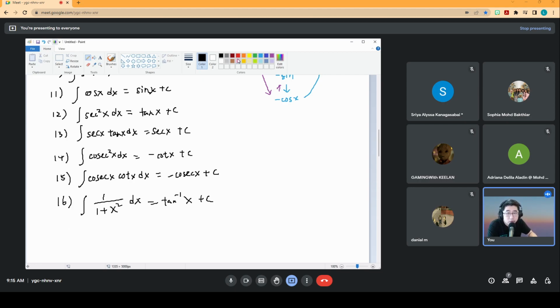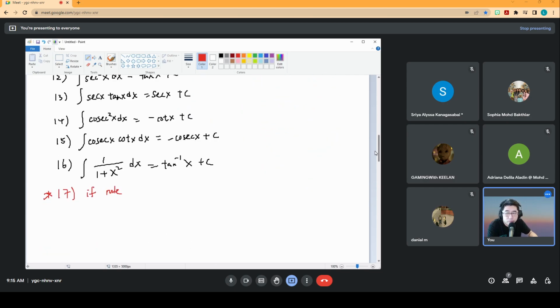Under section B, the one special thing is rule 17. Rule 7 to 16, x is in linear form.